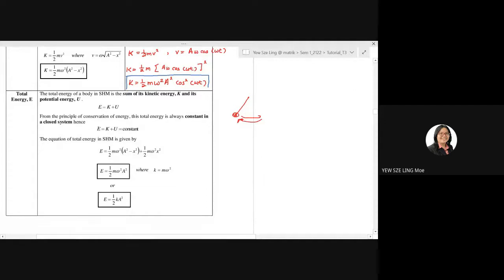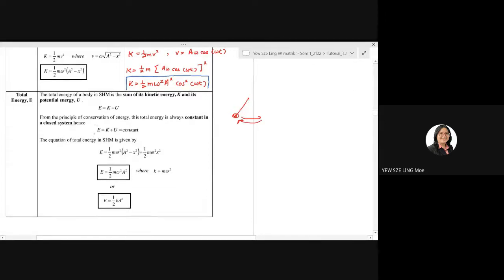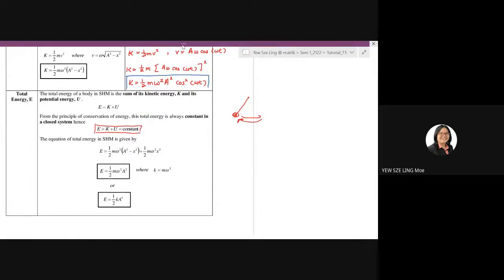So in this case, we can say E is equal to K plus U, and it is always equal to a constant value. So when we talk about conservation, we always need to mention constant in our equation. Otherwise it's not conserved. The same thing happens in your assignment. If you want to use the principle of conservation of angular momentum, then make sure you mention the term constant in your explanation. All right. So the total energy of a body in simple harmonic motion is the sum of its kinetic energy and its potential energy. If the energy is conserved, then K plus U is equal to a constant. So it means there's no loss in energy.